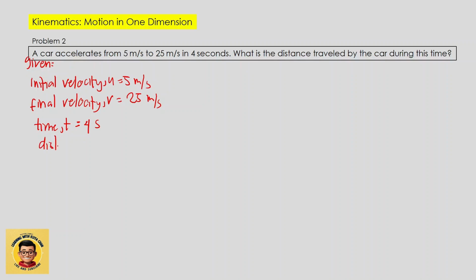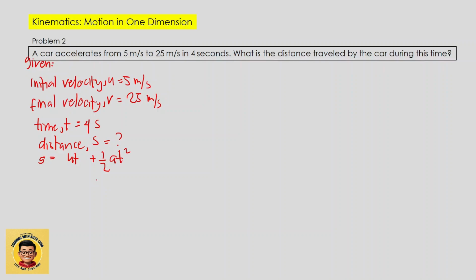So displacement or distance s is the unknown. So to solve this, we will be using the second equation of motion. So we will have s is equal to ut plus 1 half at squared.